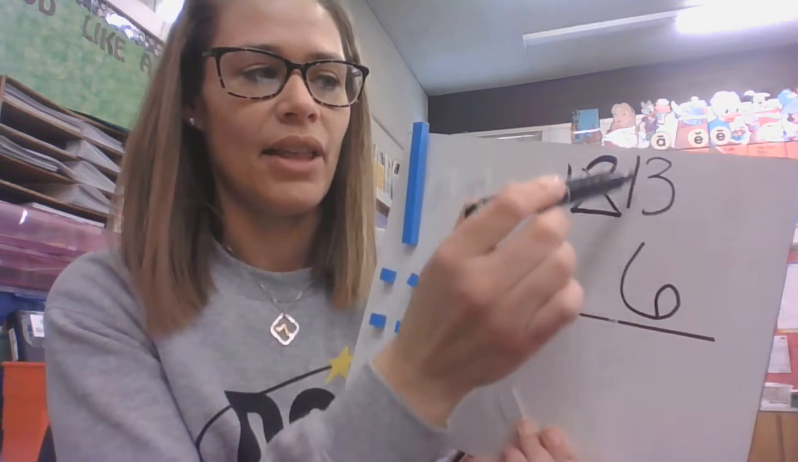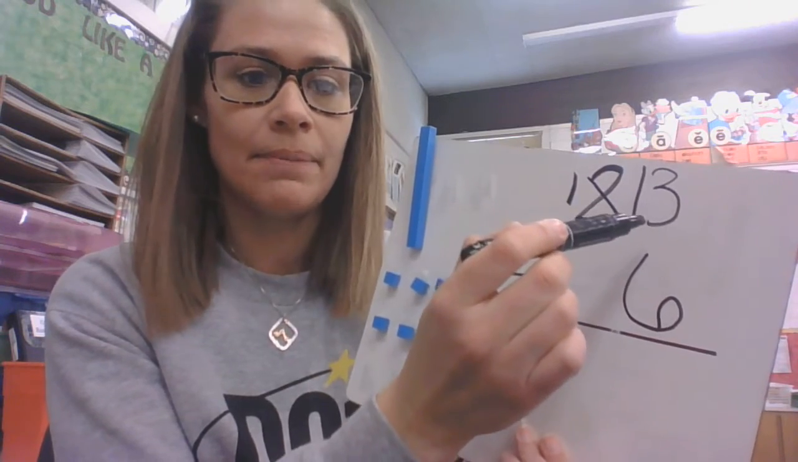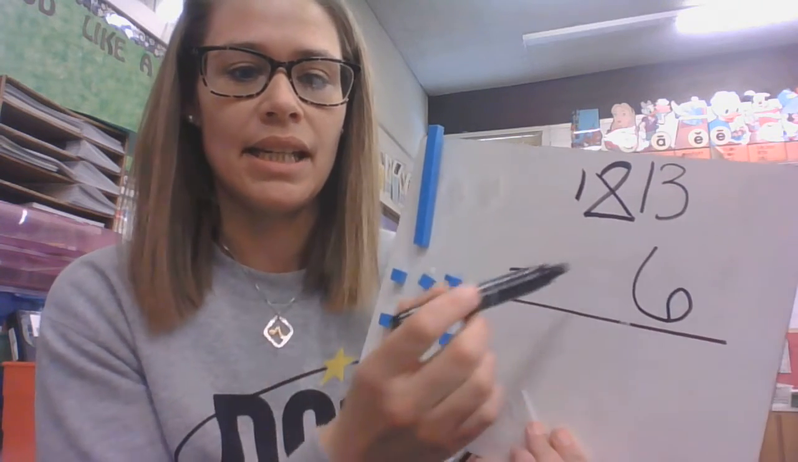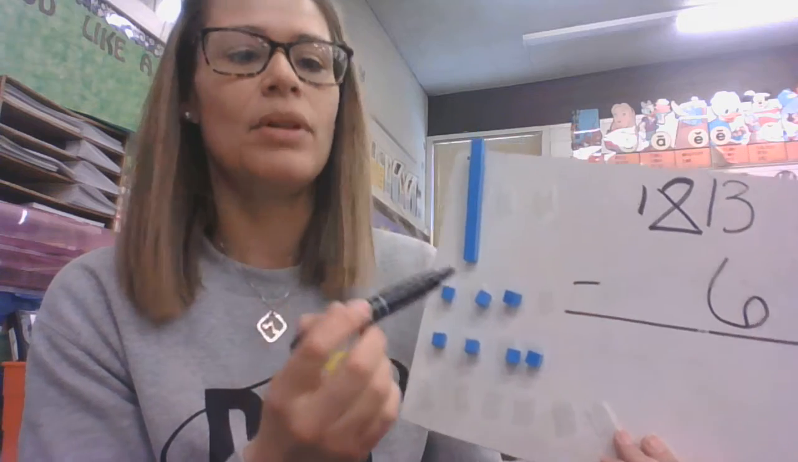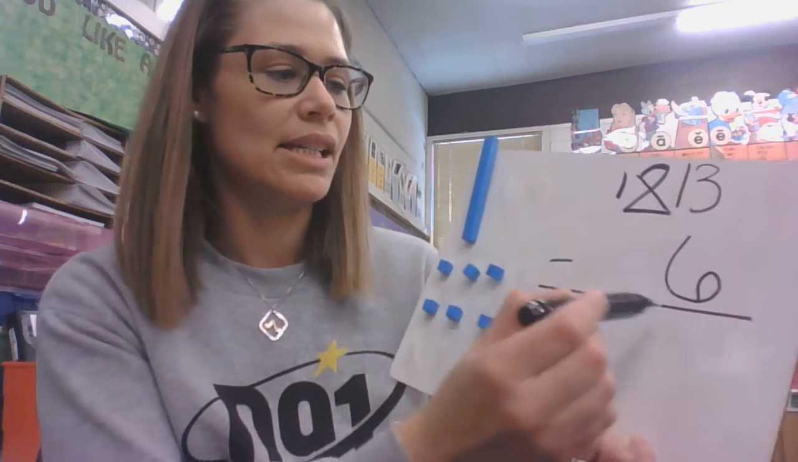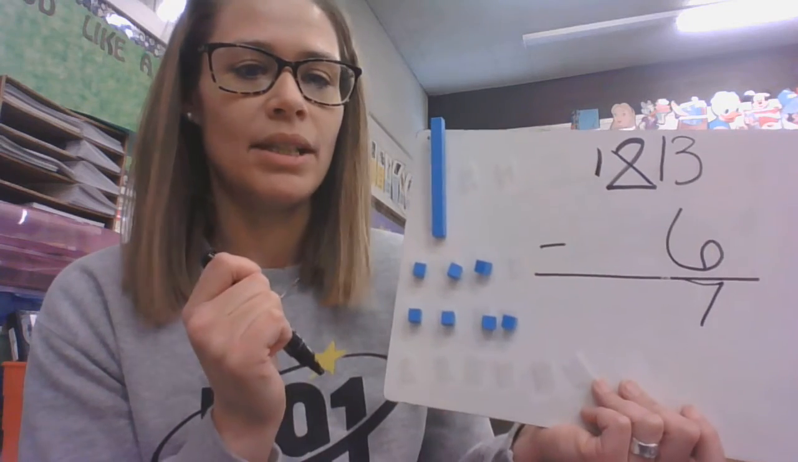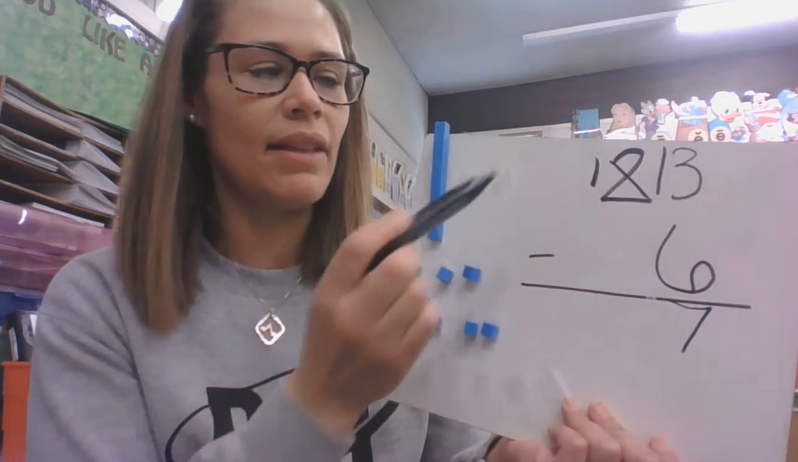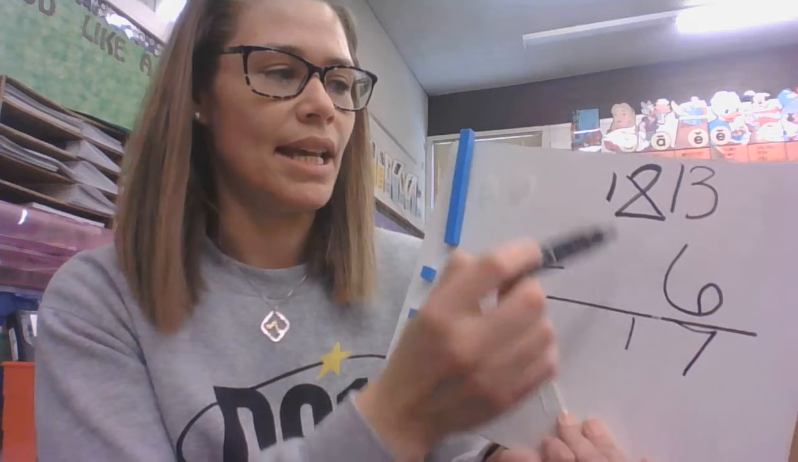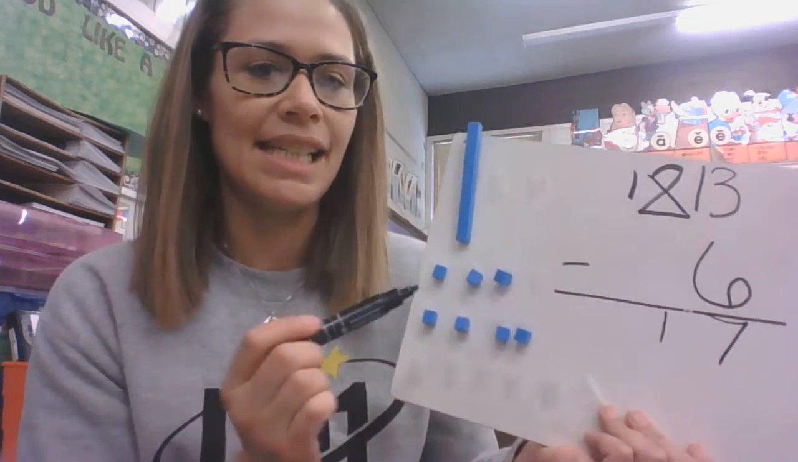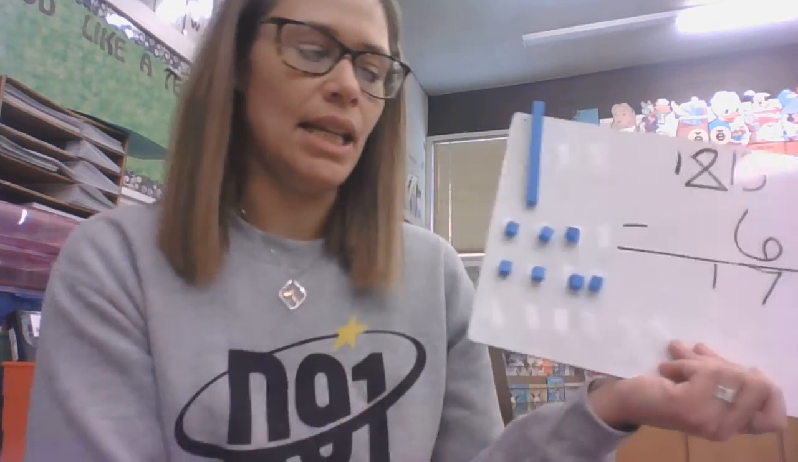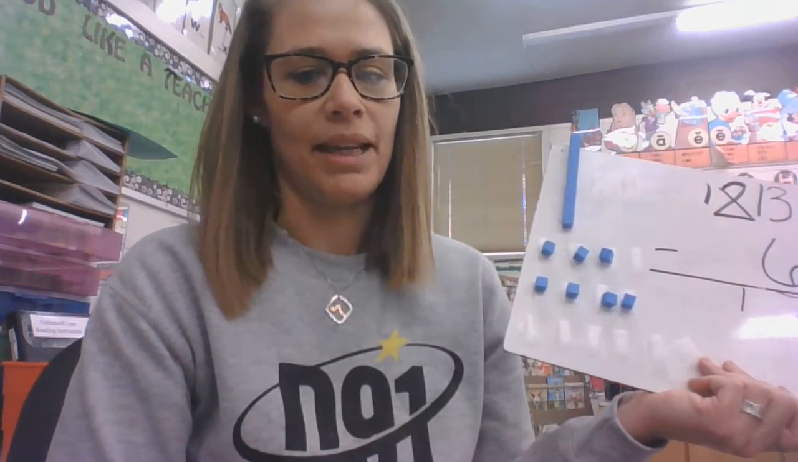Okay, so now I had 13 ones. I took 6 away. And how many ones do I have left? 1, 2, 3, 4, 5, 6, 7. I have 7 ones left. And how many tens do I have left? Just that 1 ten. So 23 minus 6 equals 17. Okay, let's try another problem like that.